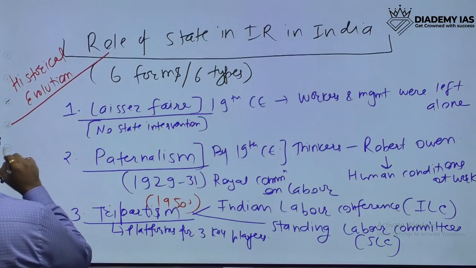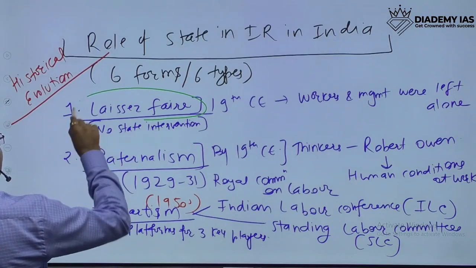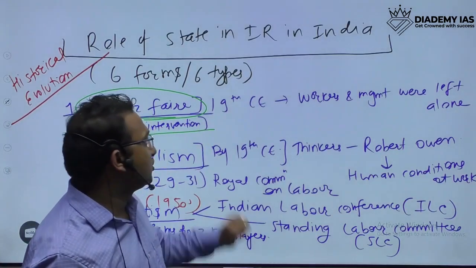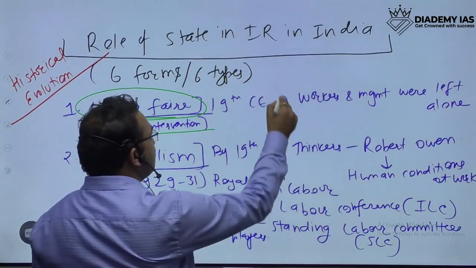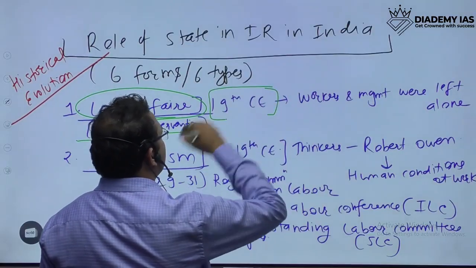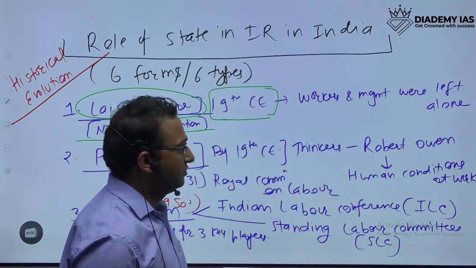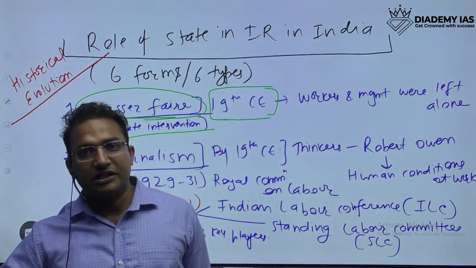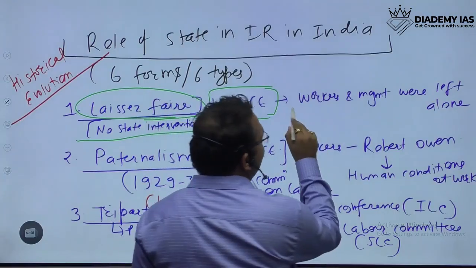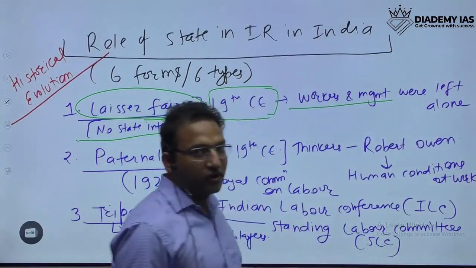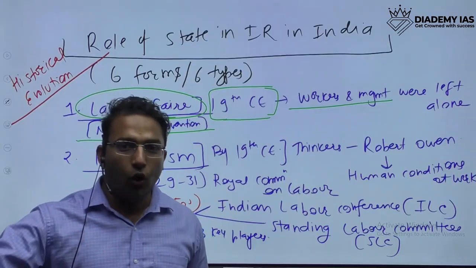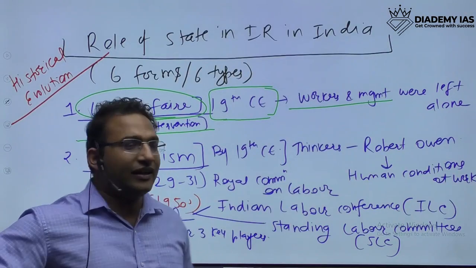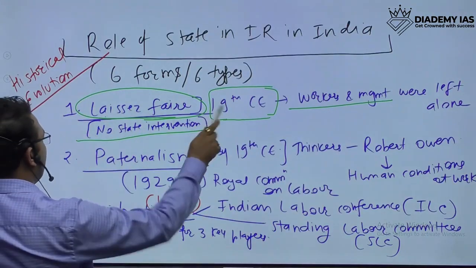Let us see. First is laissez-faire. Laissez-faire means no state intervention. So this kind of approach was there in the 19th century. In the 19th century, the management and the workers were left free, left alone for the purpose of negotiation, for the purpose of maintaining the industrial relations. So this is laissez-faire policy.